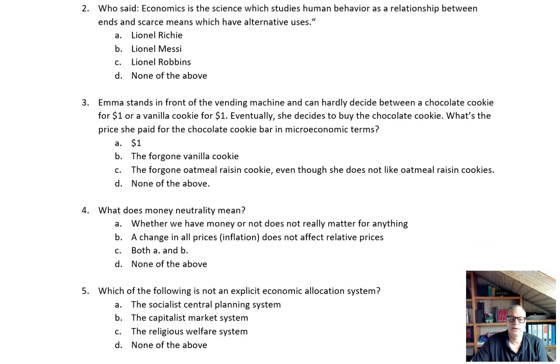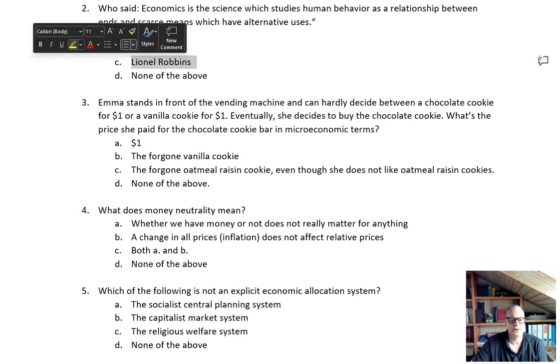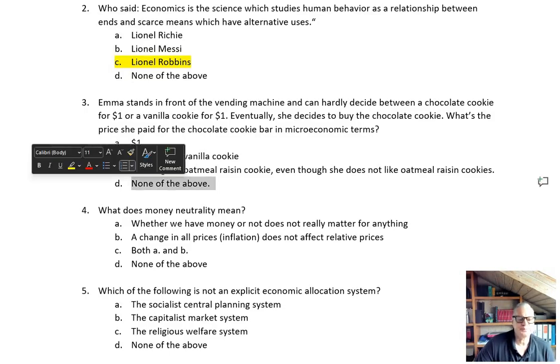So who said economics is the science which studies human behavior as a relationship between ends and scarce means which have alternative uses? Was that A, Lionel Richie, B, Lionel Messi, C, Lionel Robbins, or none of the above? And of course that was Lionel Robbins, a professor at the London School of Economics.